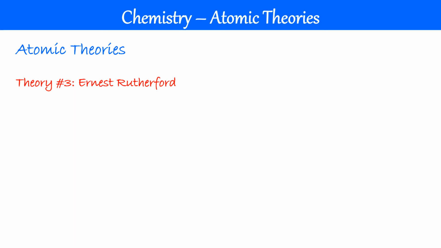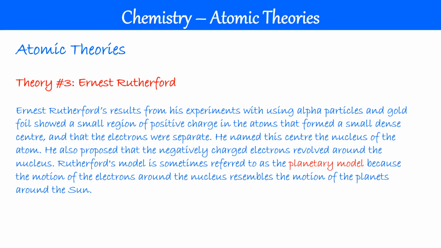Theory number 3, Ernest Rutherford. Ernest Rutherford's results from his experiments using alpha particles and gold foil showed a small region of positive charge in the atoms that formed a small, dense center, and that the electrons were separate. He named this center the nucleus of the atom.